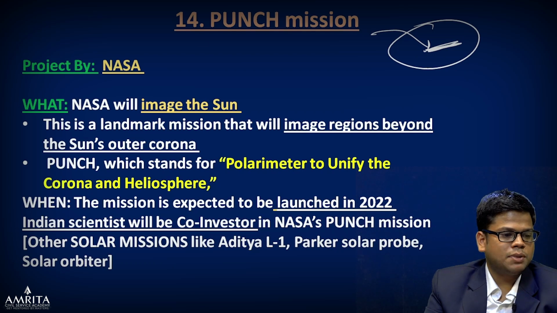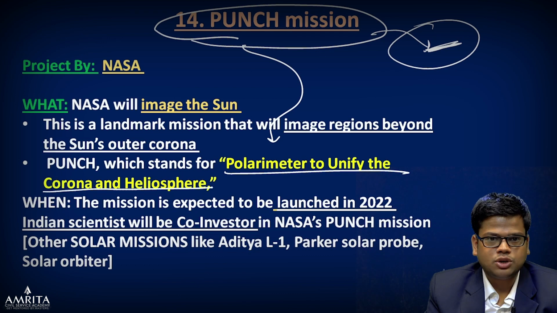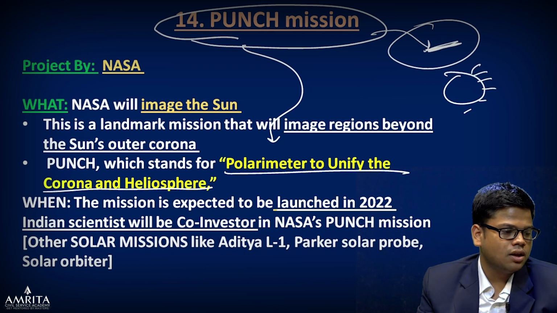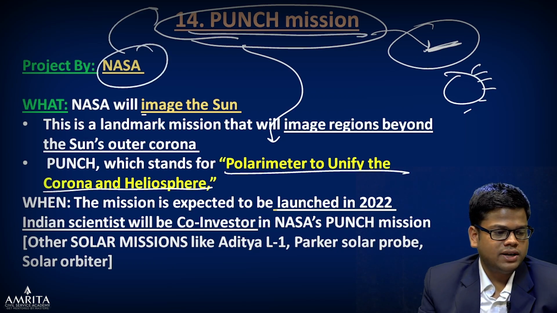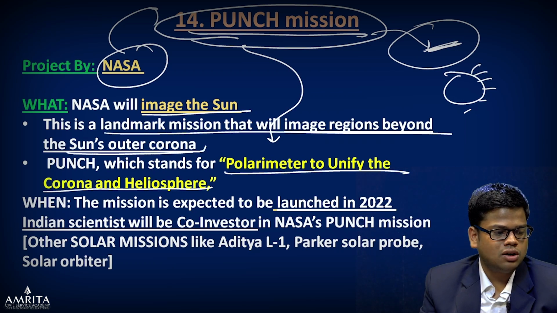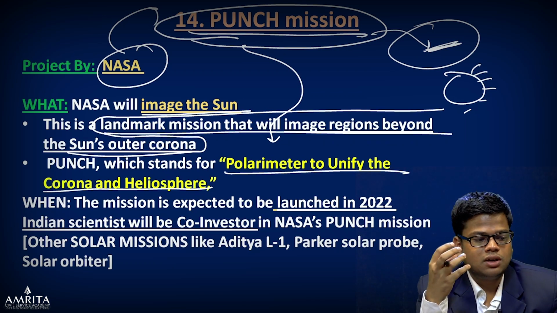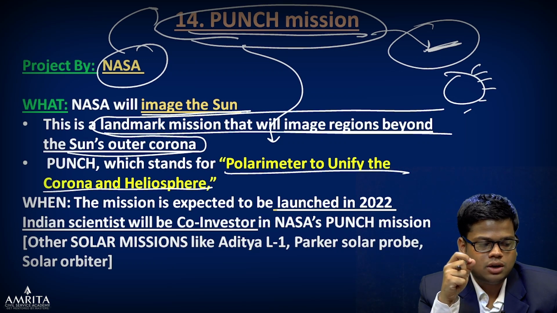Then is the Punch mission. Punch full form is Polarimeter to Unify the Corona and the Heliosphere. Your homework is to study the different layers of the sun, the corona, the heliosphere. That is static geography portion. You must do it. It is by NASA. NASA will take images of the sun. This is a landmark mission that will image the regions beyond the sun's outer corona.